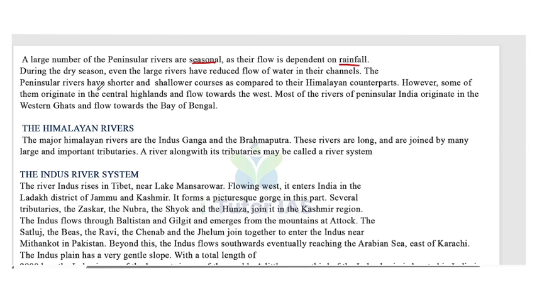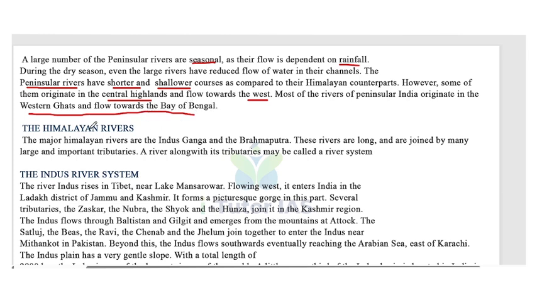The peninsular rivers have shorter and shallower courses as compared to their Himalayan counterparts. However, some of them originate in the central highlands and flow towards the west. Most of the rivers of Peninsular India originate in the Western Ghats and flow towards the Bay of Bengal, that is in the east.